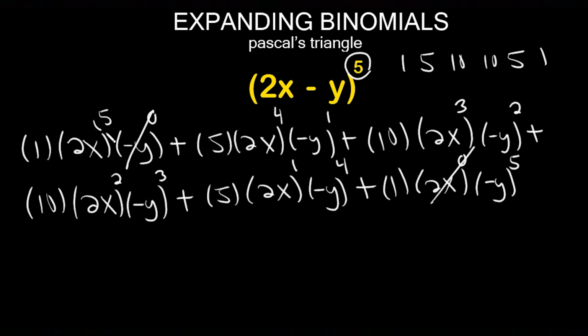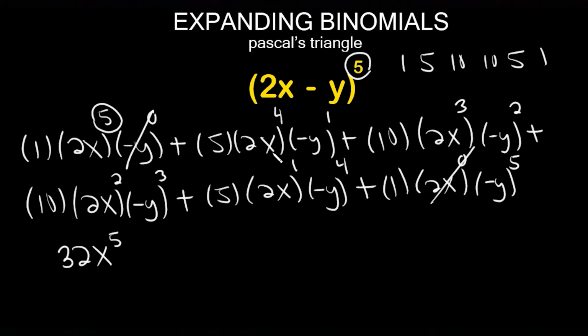Now remember, this exponent of 5 is actually being applied to both the 2 and the x. So you have to do 2 to the 5th power as well as x to the 5th power. So when I do 2 to the 5th power, I get 32. So I'm going to write here 32 and then x to the 5th power. Okay, that part's done. Let's move on to the next part.